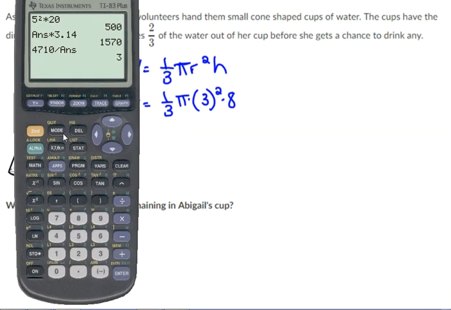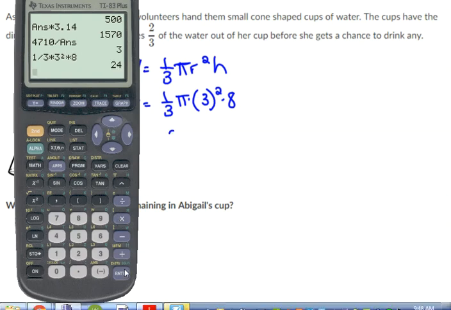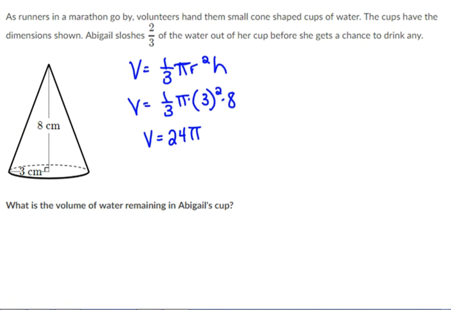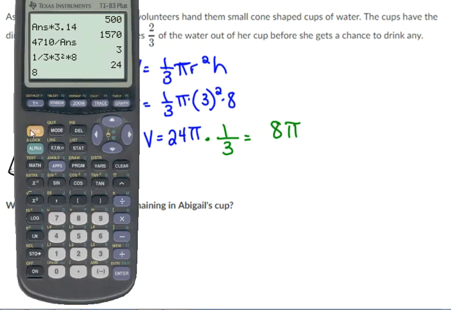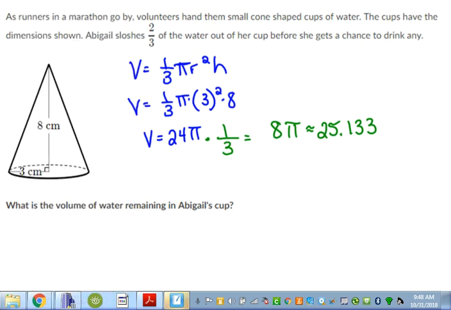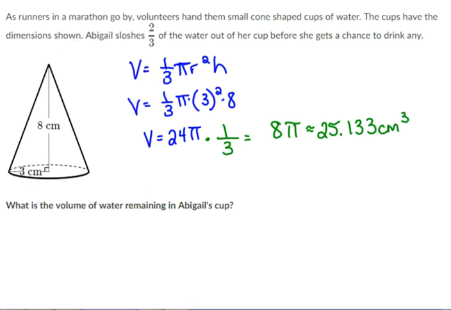Let's leave it in pi first. Multiply everything but the pi: 1/3 times 3 squared times 8. So 24 pi is the volume of the cup. But that's not the question. The question is, what's the volume of water remaining in her cup? Because she sloshed out 2/3 of the water. So what do I need to do with that 24 pi now? Divide by 3 or multiply by 1/3, however you want to look at it. She sloshed 2/3 out, so she's left with 1/3. So she's left with 8 pi, or let's go ahead and get the decimal. 8 pi is approximately 25.133. What is this in terms of centimeters? Cubed, because it's volume. Centimeters cubed because it's volume.